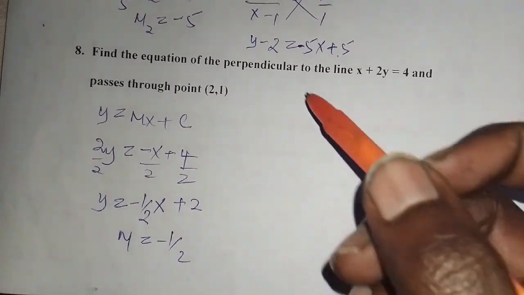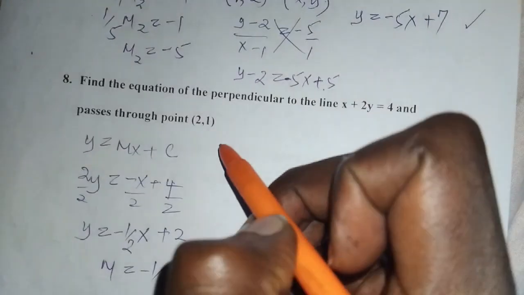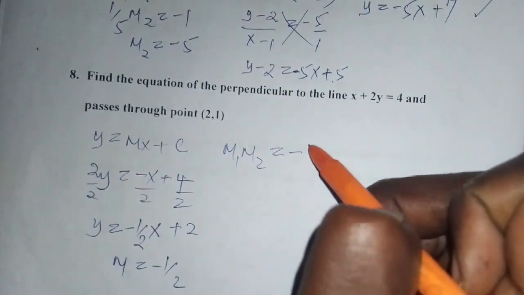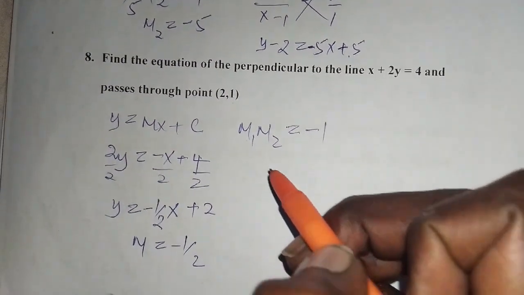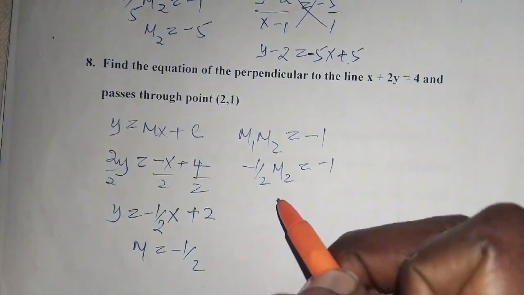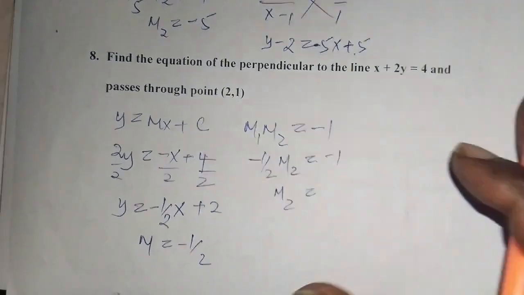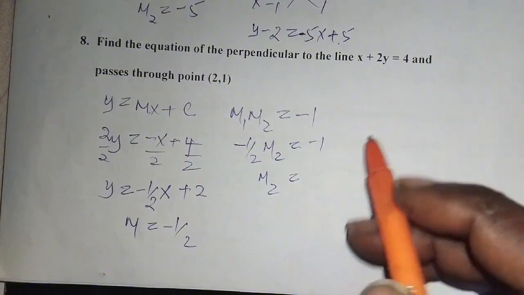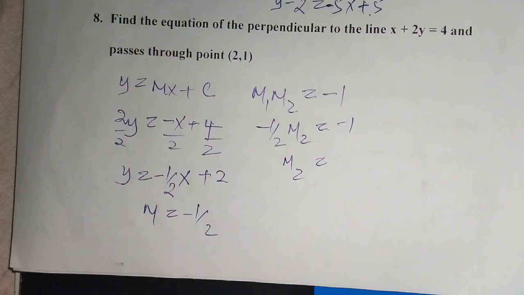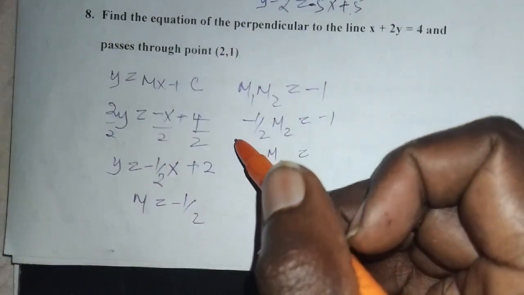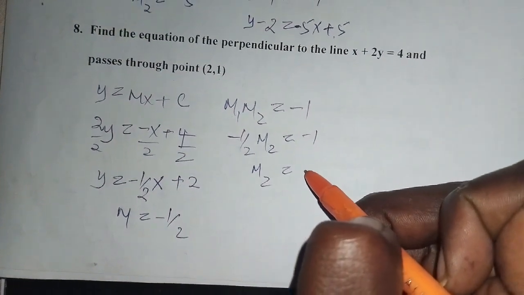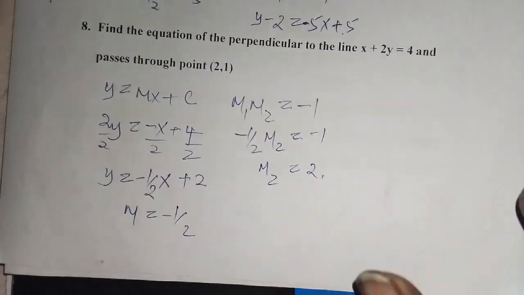So the other equation, which is perpendicular to this: when you multiply the gradients of two perpendicular lines, it will give negative 1. So negative a half times m2 should give you negative 1. So your m2, multiplying both sides by negative 2 over 1, will remain with m2 as the subject. It will give you positive 2.